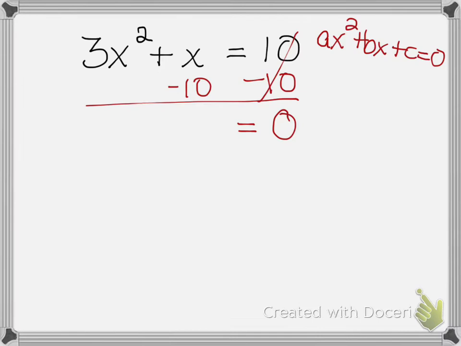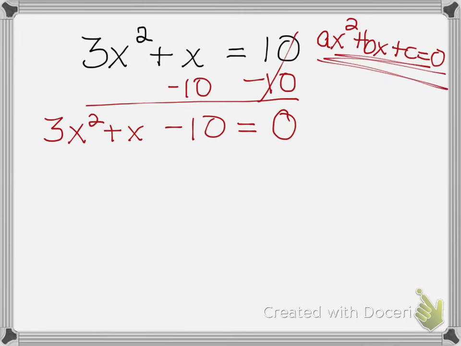But if you notice over here, it says 1x minus 10. Those are not like terms, so I cannot subtract them from each other. So I'll just write it out: 3x squared plus x minus 10 equal to 0. Now that it's in standard form, just like this, I can factor it.